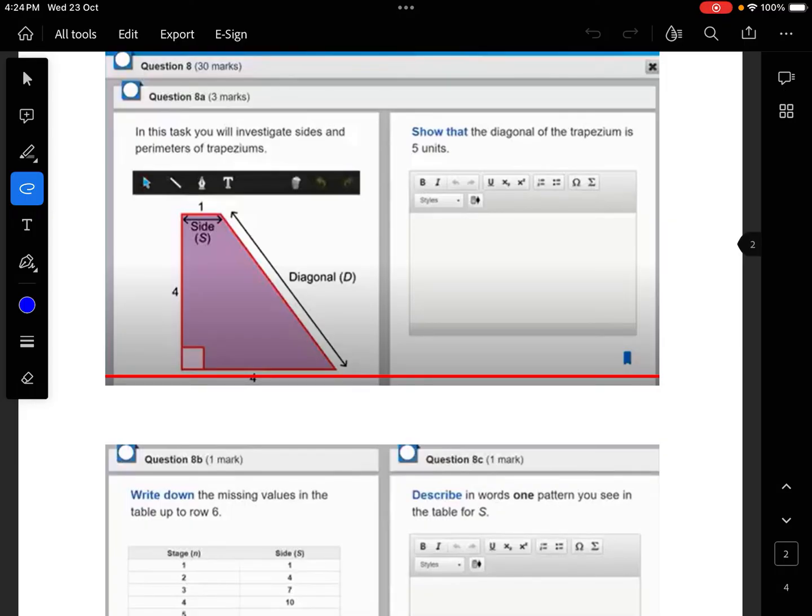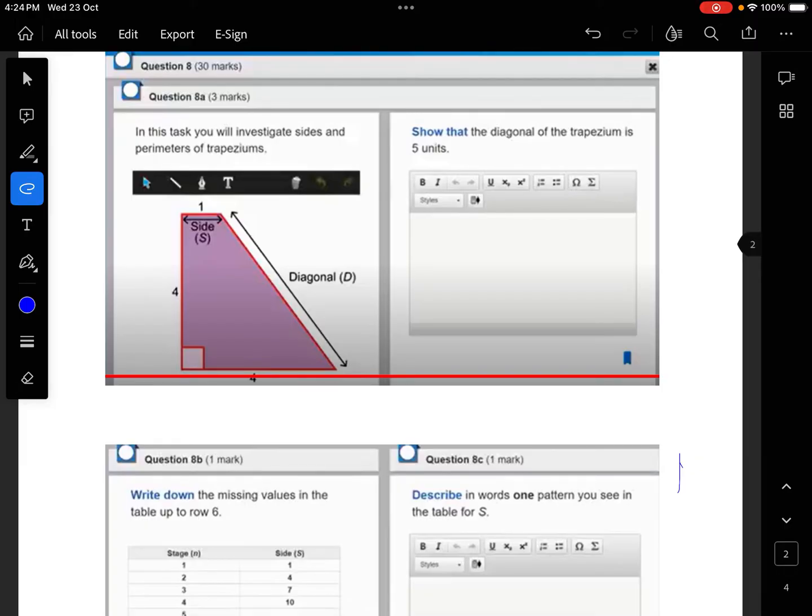Okay, so let's look at this problem. Part A is worth 3 marks, and just for your information, Criterion B investigations are usually worth about 30 marks in the eAssessment. It says show that the diagonal of the trapezium is 5 units. We have the diagram drawn for us, and all we need to do is find out how the diagonal is actually 5 units, and we have to show it.